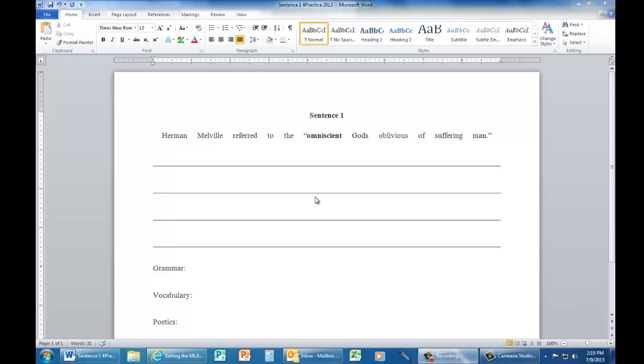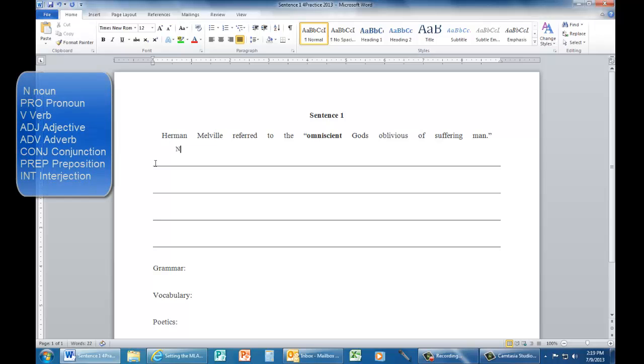The first step is to read the sentence. In this case, we have Herman Melville referred to the omniscient gods oblivious of suffering man. Our first step with a sentence is on the first line to identify the parts of speech. We will use abbreviations. N for noun, and even though this is a proper noun, we will identify both parts separately.